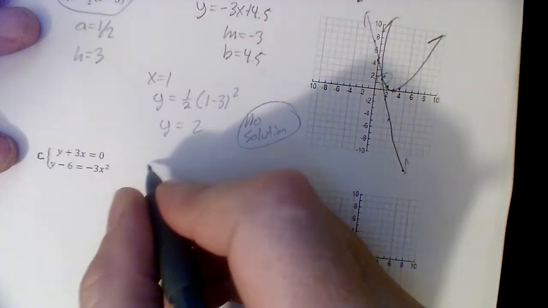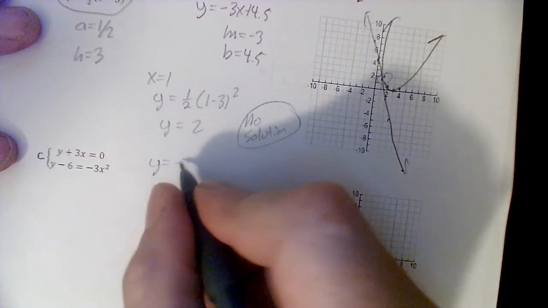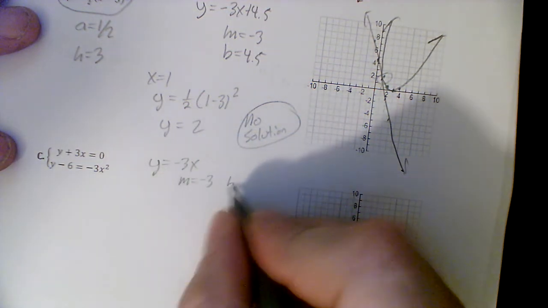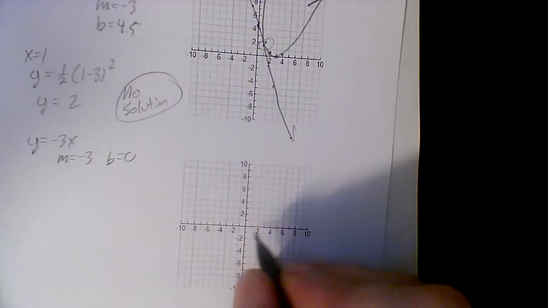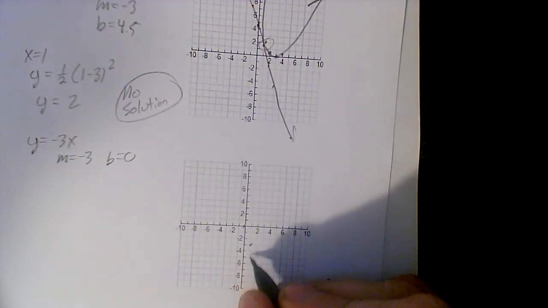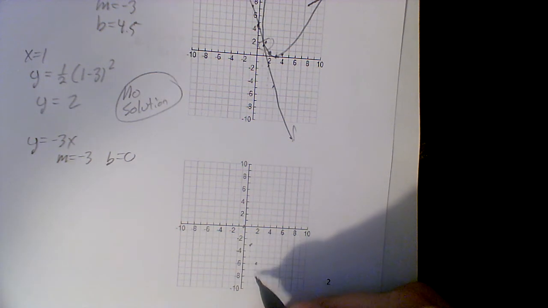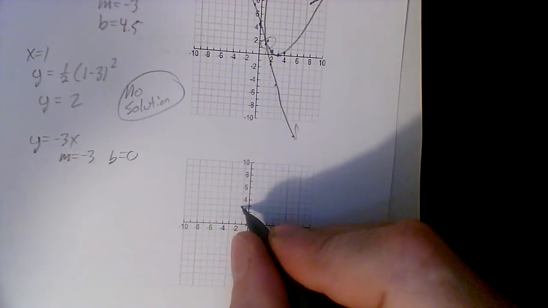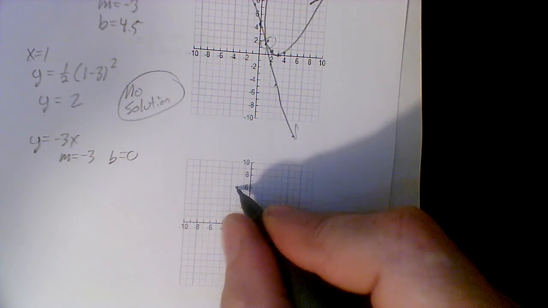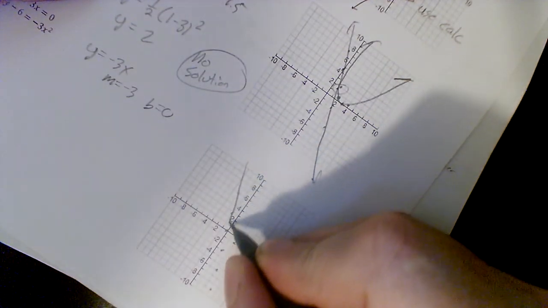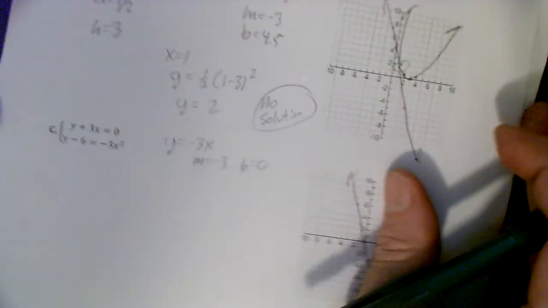If I take this one right here, I'm going to subtract 3x to get y equals negative 3x. Well, that's easy. My slope is negative 3 and my y-intercept is 0. So we go down 3 and over 1, down 3 and over 1, and up 3 and back 1. I'm going to do my best to connect those dots with a pretty straight line. Something like that.